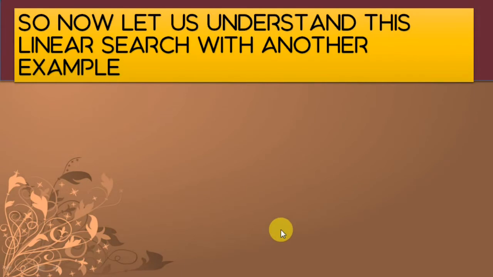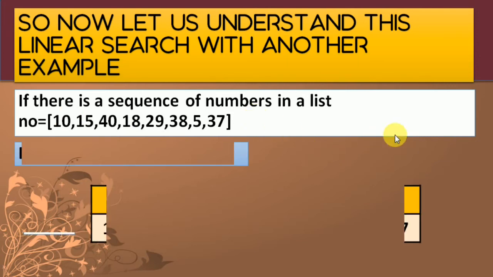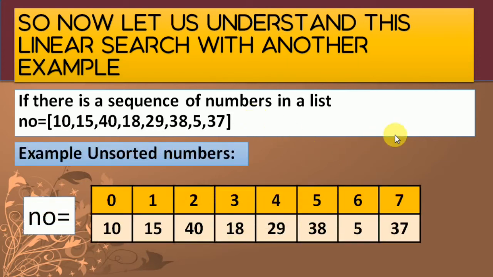Now let us understand the same linear search concept with another example. In this case, I declare one list. There are unsorted numbers in a list. You know why I am saying that this is a list? These are the signs that this is a list, and there are numbers in a sequence, and it is unsorted. Numbers are stored in blocks, and each block has a separate index number starting from 0 to 7.